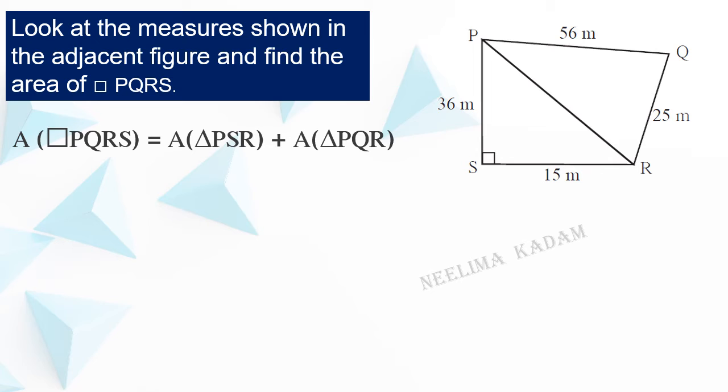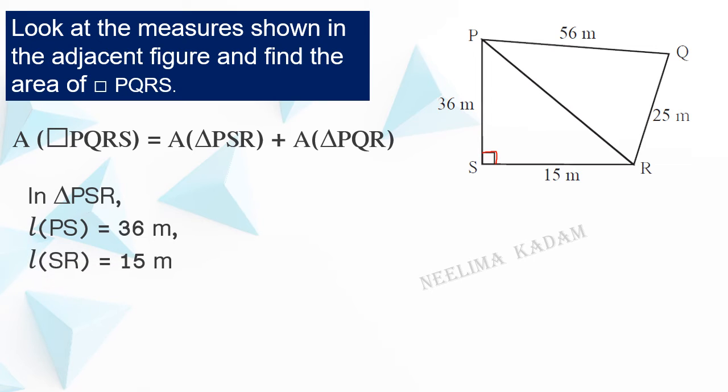Okay. Now coming to triangle PSR. In triangle PSR, as you see, this is a right angle triangle, right? Measure of angle PSR is equal to 90 degree. This is 90 degree and therefore triangle PSR is a right angle triangle. Now PS is equal to 36 meter. SR is 15 meter. We want to find the area of this triangle PSR.